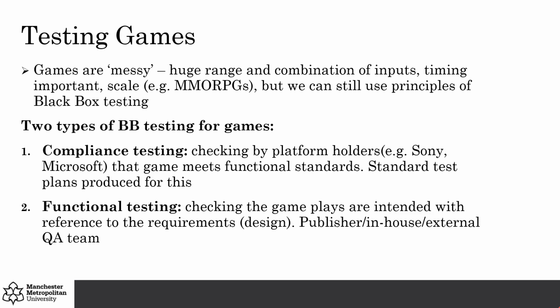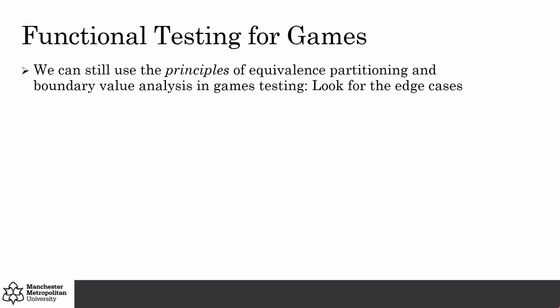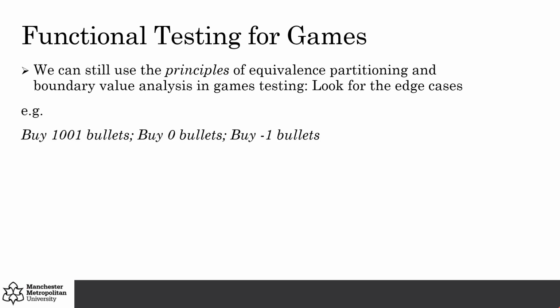So testing, there's loads and loads of different types, and we've covered a lot of those types. And just to extend functional testing for games, as I said, we could look for equivalence partitions and boundary values in games testing. So for example, if we let a person buy some bullets or ammunition for a gun, we could test some boundaries there, such as, if we let them buy 1 to 1,000, we'd test some boundaries there.